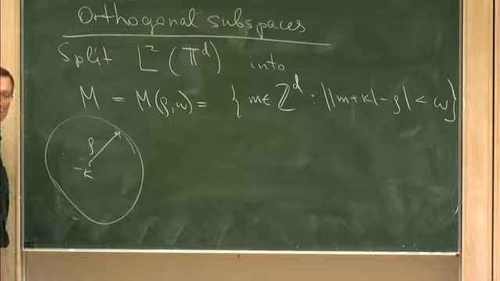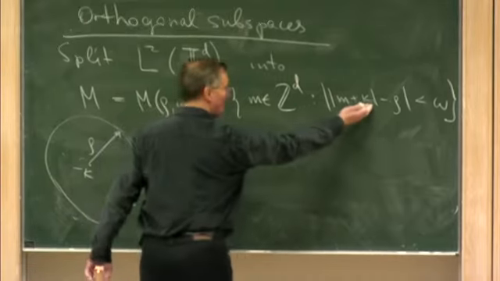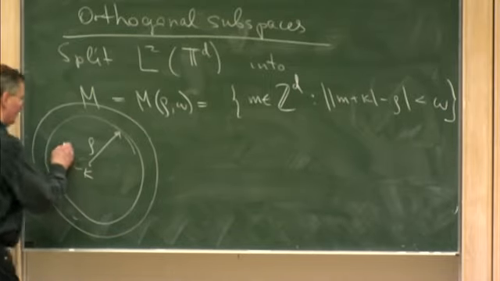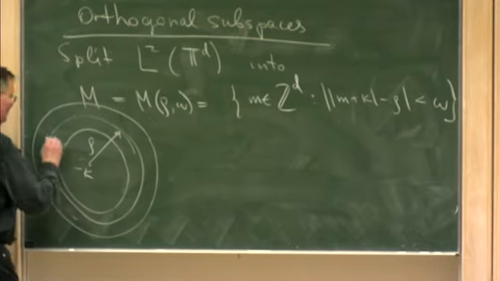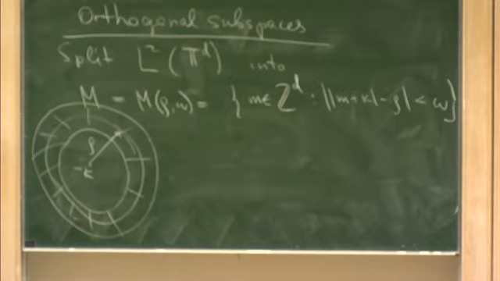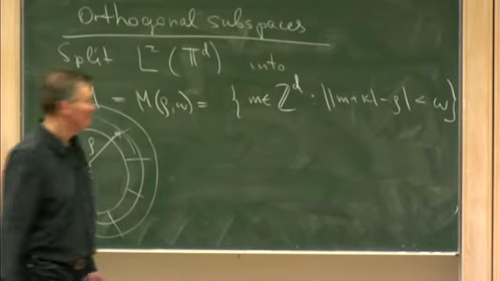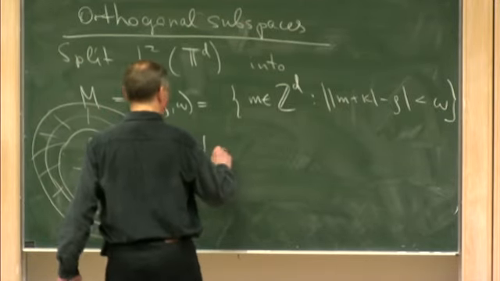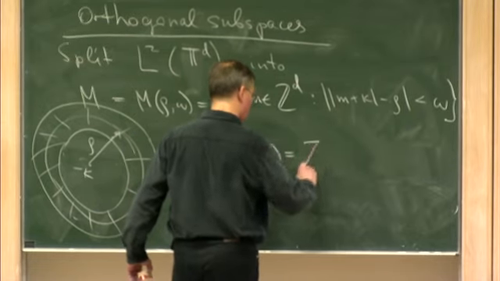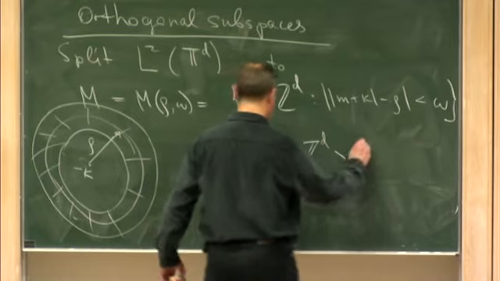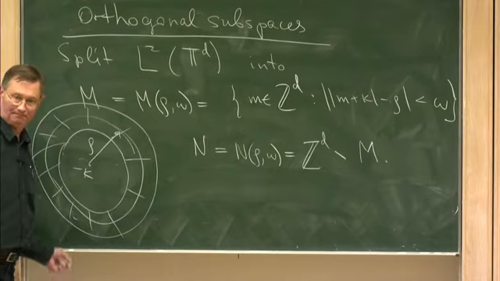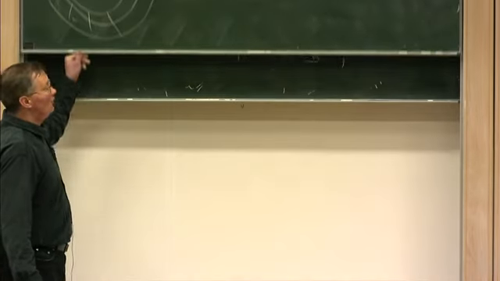This sphere is centered at the point minus k, as you can see. Right? So I cut out a spherical layer around the sphere of size omega. And the second set will be just whatever remains. Okay, so we have Z^d minus M. Everything else. Why is it convenient?